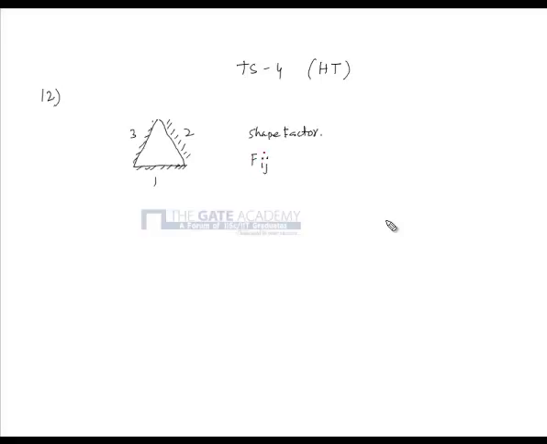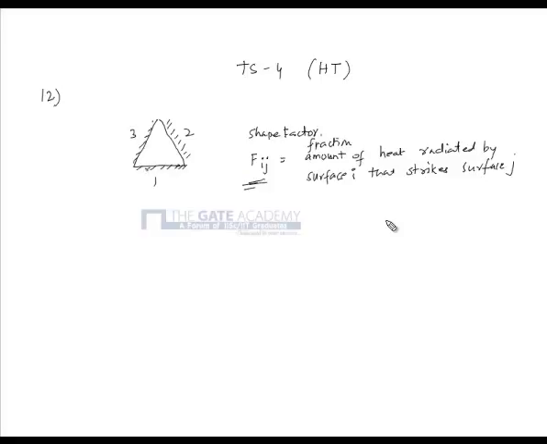Fij, the shape factor, means the amount of energy radiated by surface i that strikes surface j. Surface i can emit any amount of heat, but how much of that strikes surface j? That ratio is what is written. That fraction of heat radiated by surface i that strikes surface j is called the shape factor.